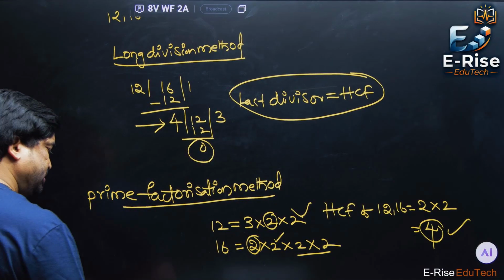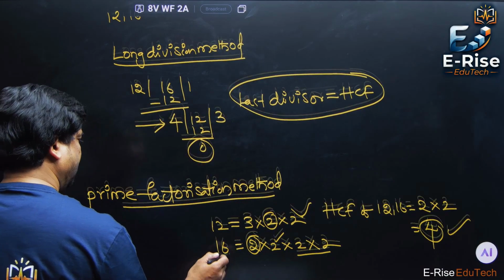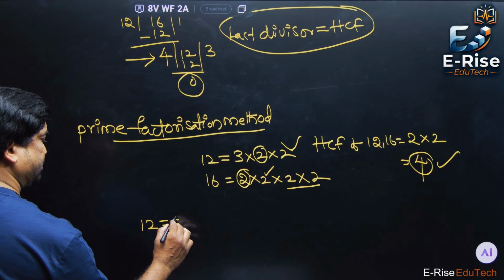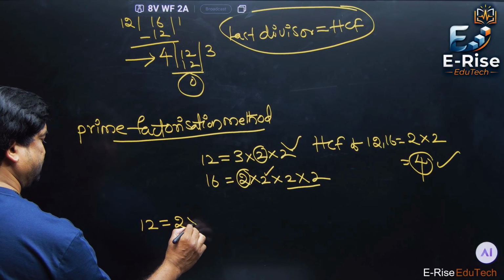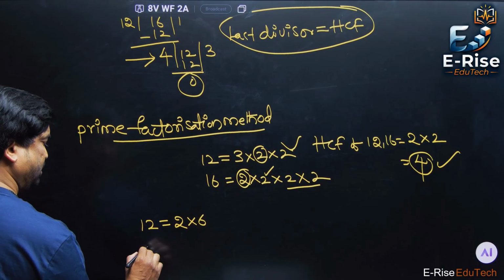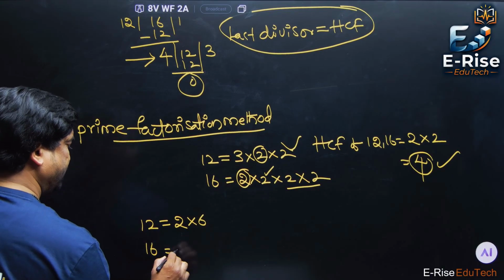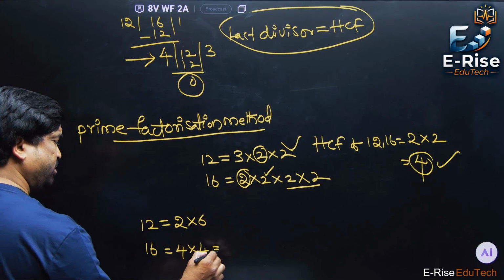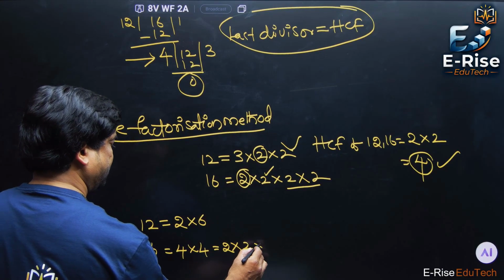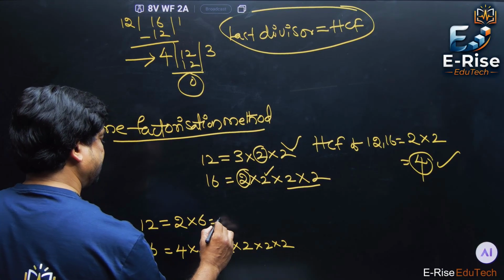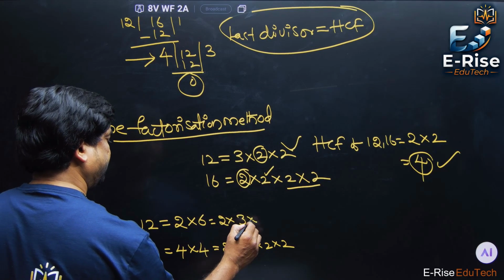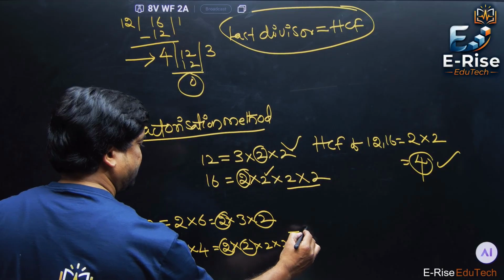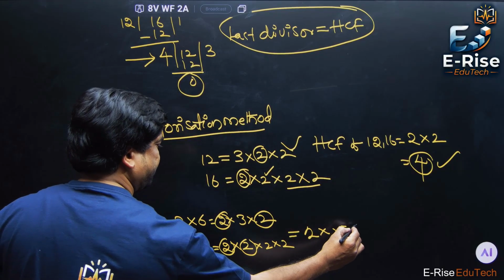Next, the factorization method. Almost the same. So what are the factors of 12? 2 into 6. 16 is 4 into 4. You can write it in detail. Same as before, you get 2 into 2. Here also the same, 2 into 3 into 2. So here same, here same, here same. So that is equal to 2 into 2, you get 4.